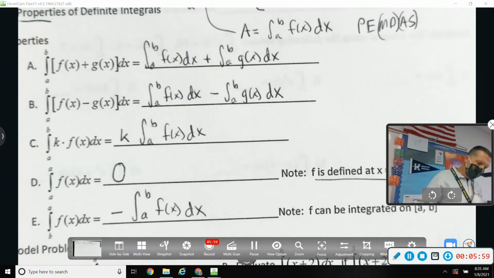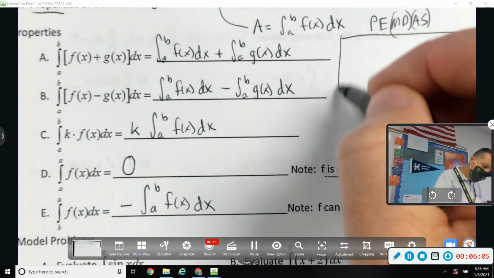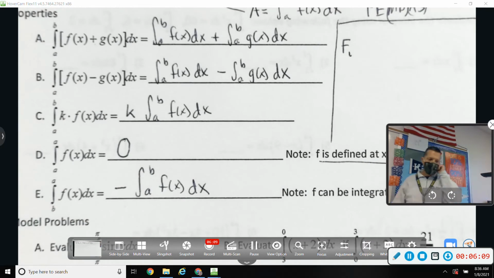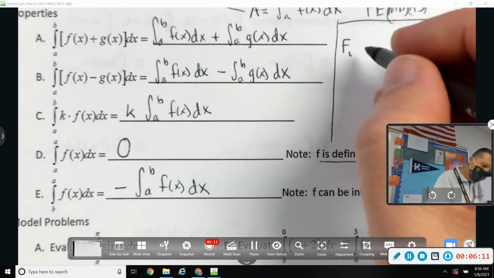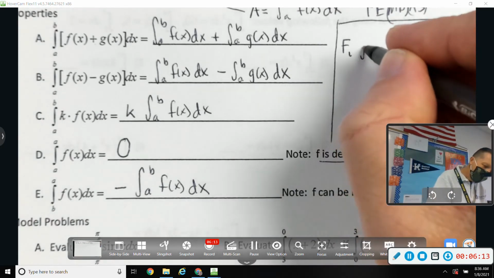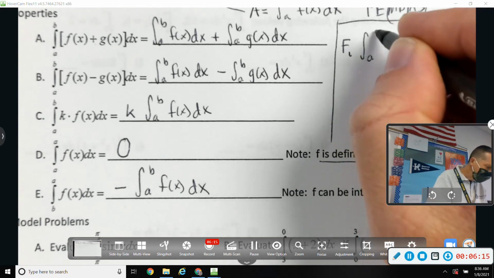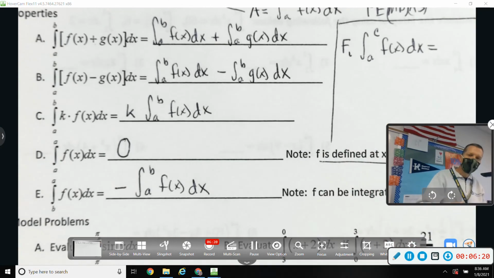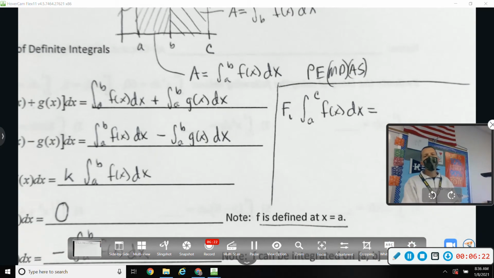One more property that I was going to put where I put that picture. So let's put it, maybe one of these days I'll update this and have it nice and neat. But the integral from A to C of f of x dx, and this one goes with our picture.